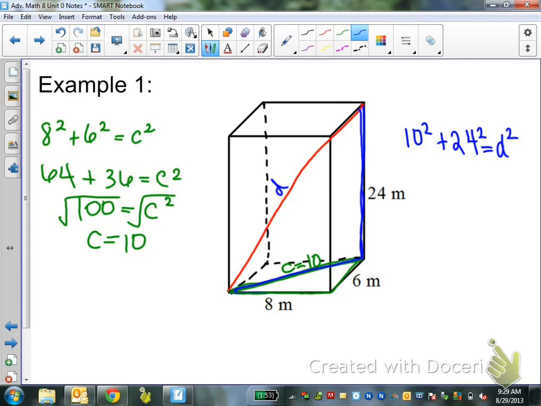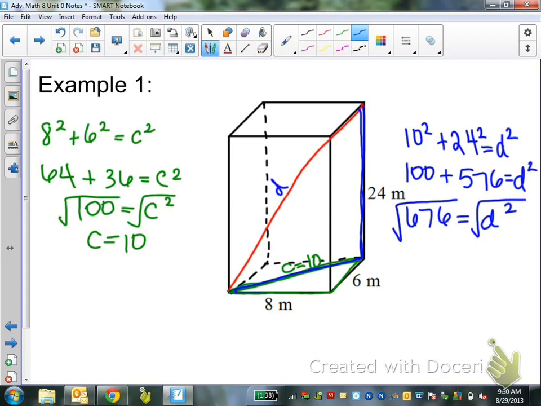Okay, let's see what you got. 10 squared gives me 100 plus 24 squared is? What'd you get? 576 equals D squared. 100 plus 576 gives me 676 equals D squared. Square root both sides, and what do I get? D equals 26. So D equals 26, and that is your answer.